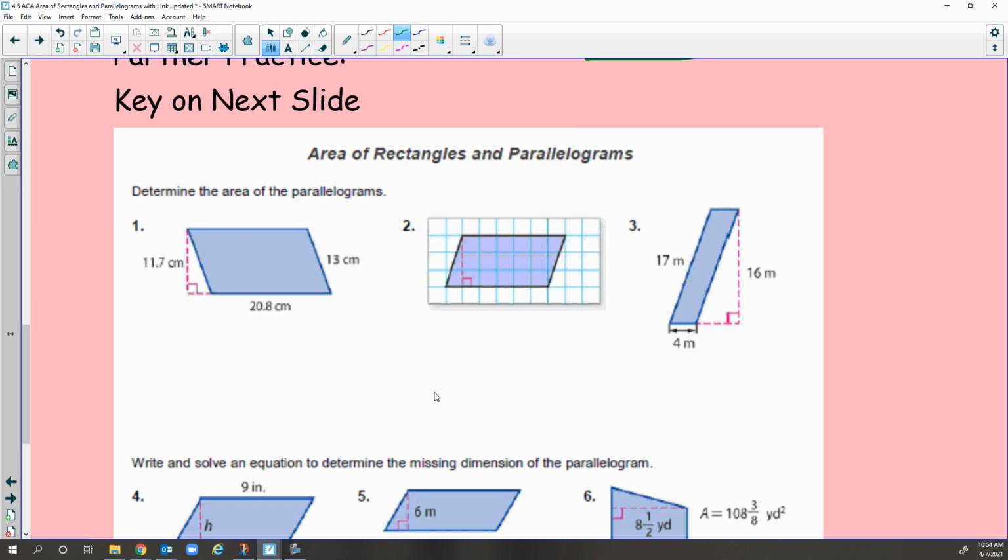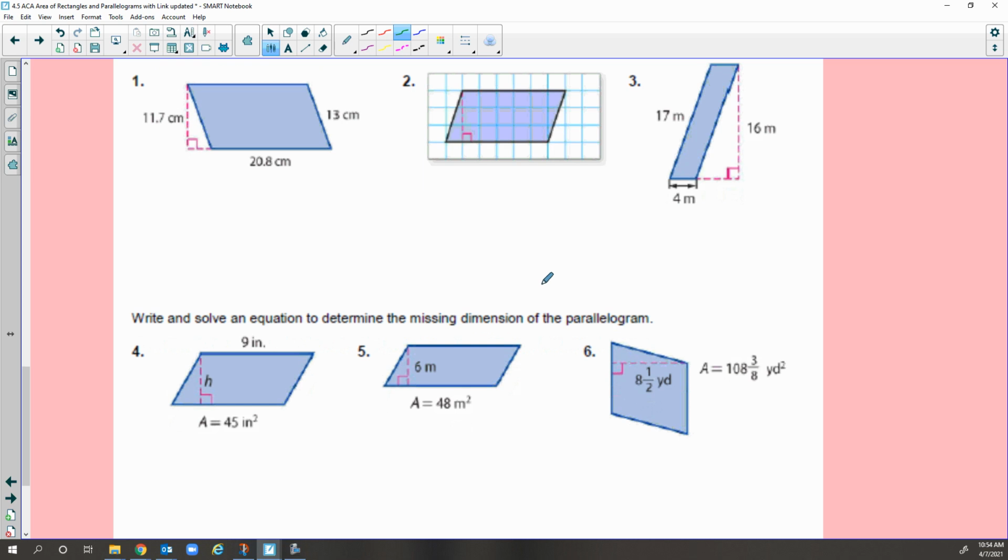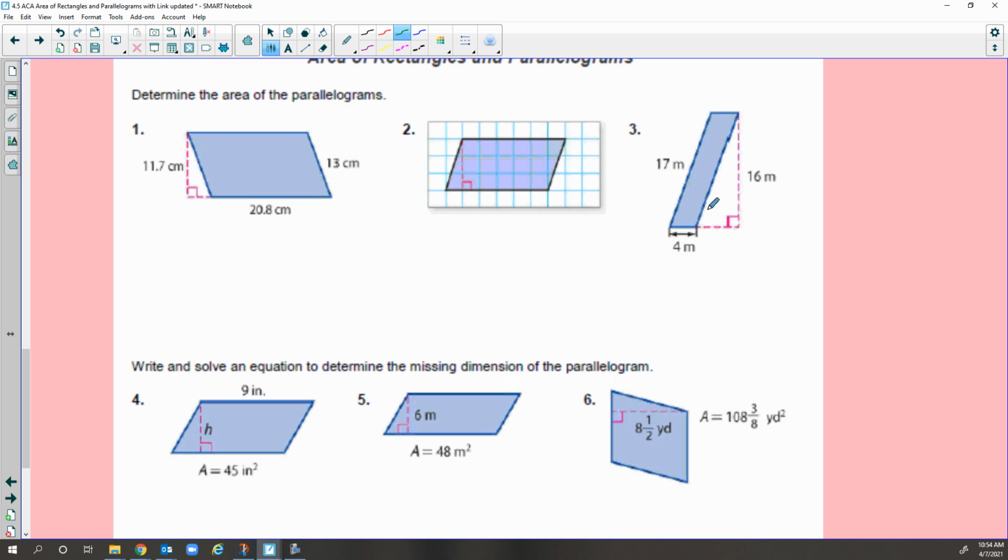I do want to go over just maybe one more with you, just so you know what to do. So let's take a look at this guy right here. It's given us a whole bunch of information, but area equals base times height of this parallelogram. The base in this case is 4. Now the height is the one that's tricky. Remember, Mr. C said do not use the slanty side. You've got to use the one that goes straight up and down. Well, the one that goes straight up and down is this guy, 16. That's the one I want to use.